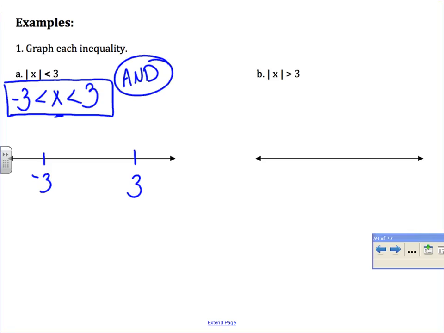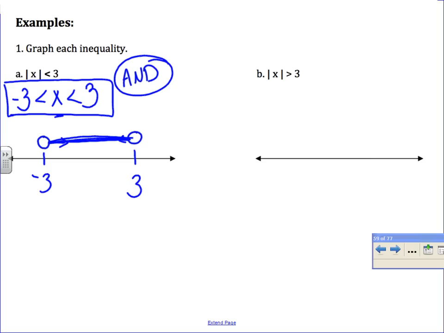So let me show you how to do this on the graph. X greater than -3. We're going to have an open circle here because it has to be between these two numbers. X has to be larger than -3. X has to be less than 3. So since it's "and," any number that falls in between the two open circles is a solution to this inequality. And again, it's an open circle because it's either less than or greater than. So any "and" compound inequality, the graph's going to look like this.